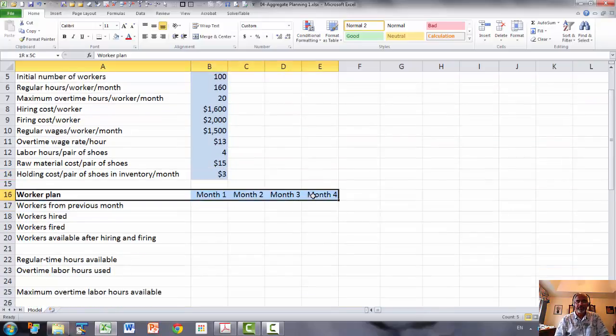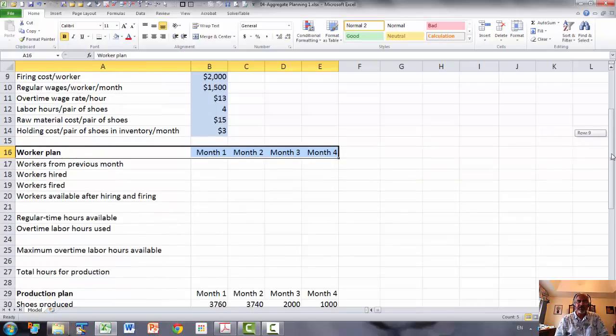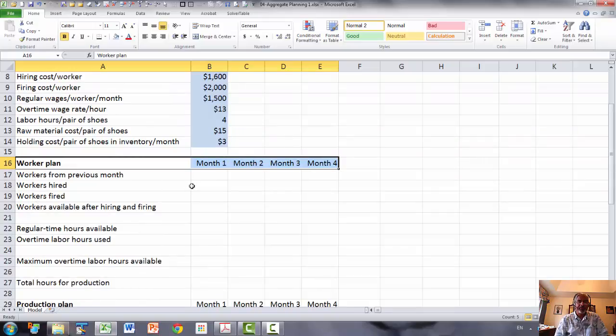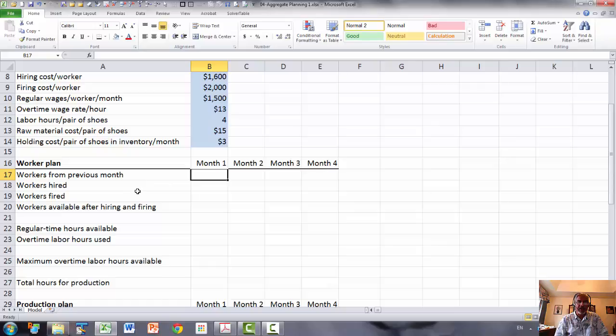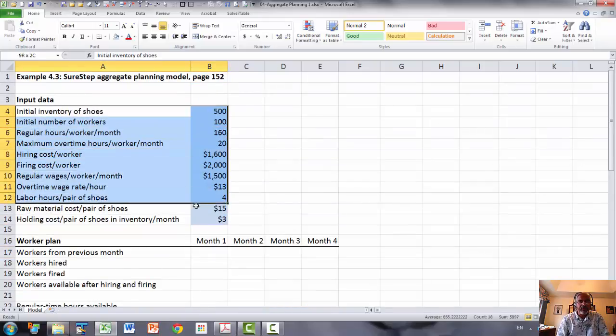Okay, so now we need to develop a production plan. Here we're going to look at how many workers we have to hire and fire, and then how many units we have to produce. So we have to set up these models. From the number of workers hired and fired, we'll get the capacity to produce, and then we'll determine the production quantity. First, let's set this worker plan up. Before we start, let's give a name for all of these input values.